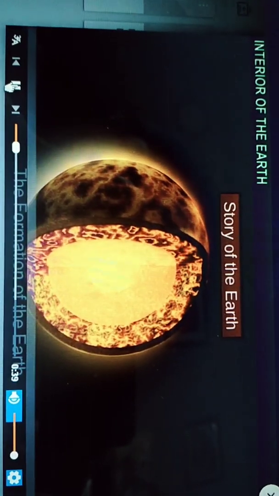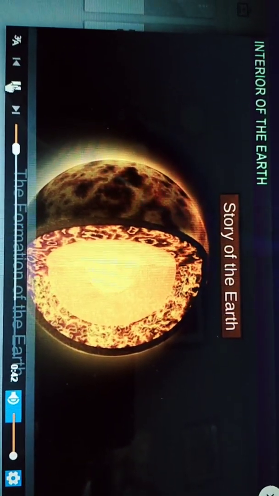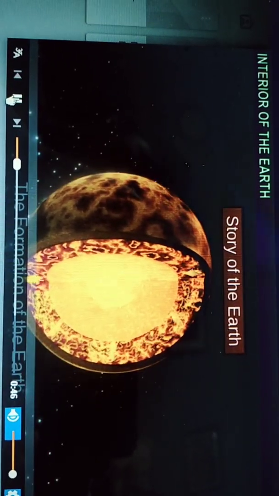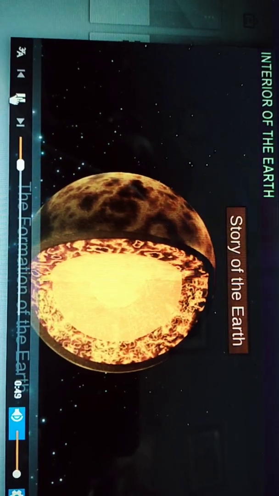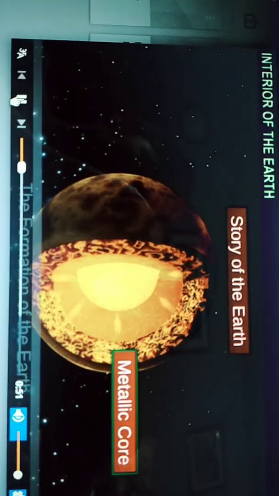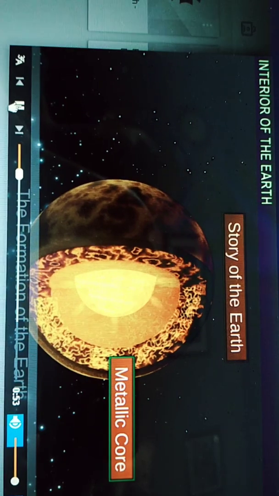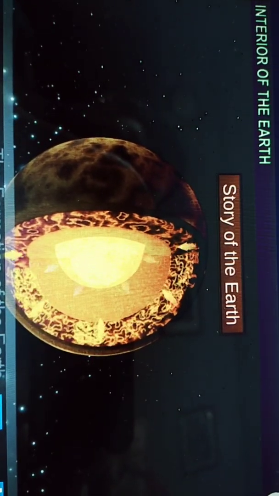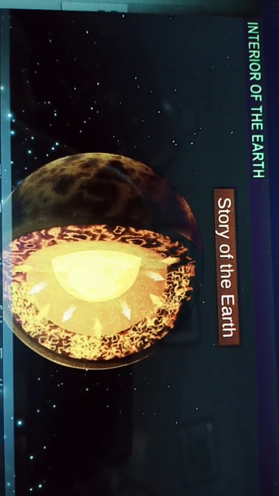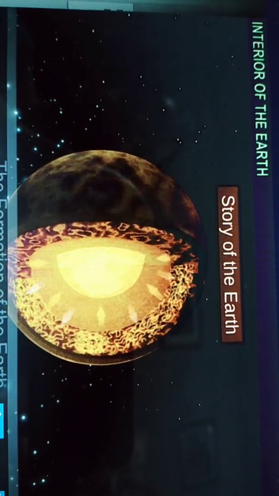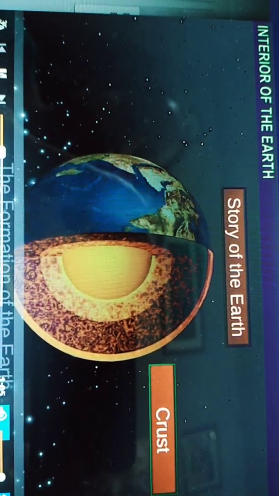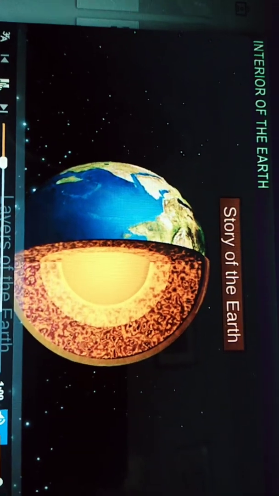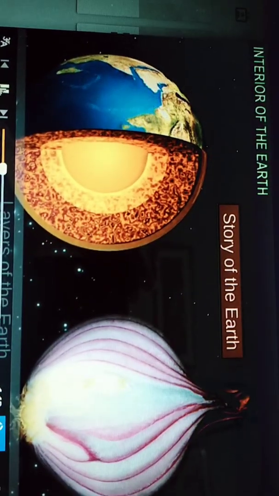As the liquid slowly cooled down, the denser materials that formed the earth solidified and sank to the center of the earth, where they formed a metallic core. At the same time, the lighter, less dense elements were pushed out toward the surface, where they formed the Earth's crust. This led to the formation of the Earth with several different layers of material, very much like an onion.